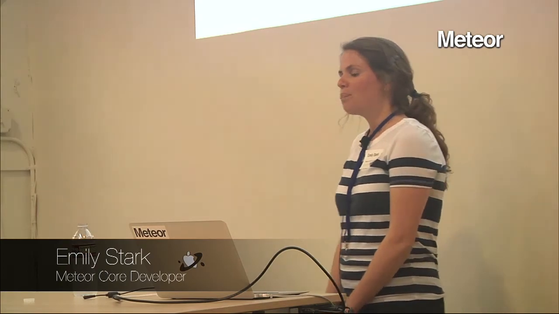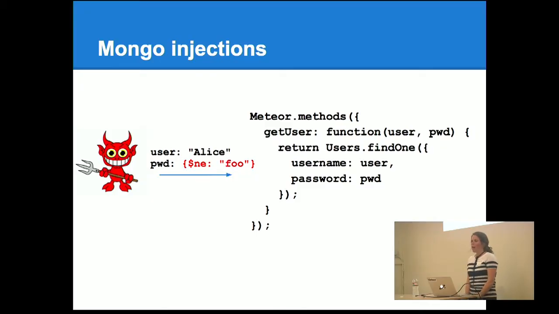So here's an example where we have a Meteor method, and just to be clear, you should never be writing this code, and we don't write this code. There's a package for accounts, and it does better password storage than this. So don't write this code, but it's just an example. It returns a user object given the username and password for that user. And we have our attacker, Mallory, passing the username Alice, but passing as the password an object. And the result is that Mallory is going to get the user with username Alice with the password anything other than foo, because this object is a Mongo selector.